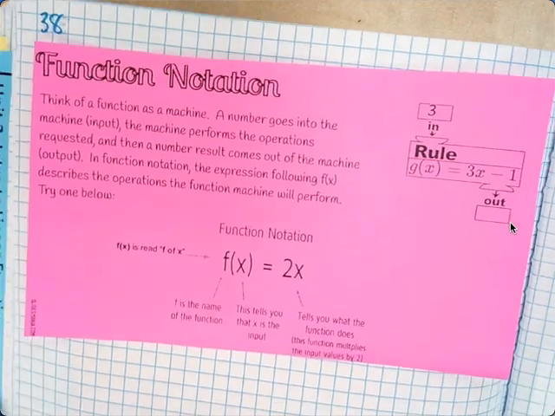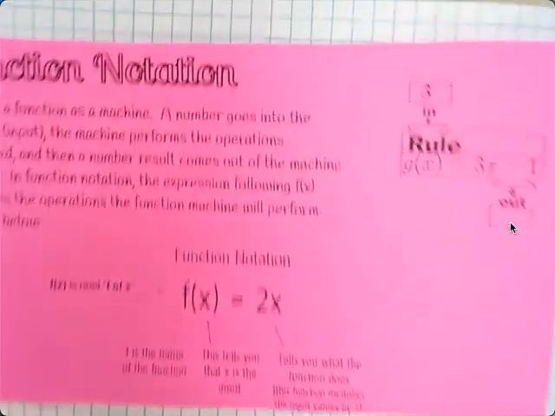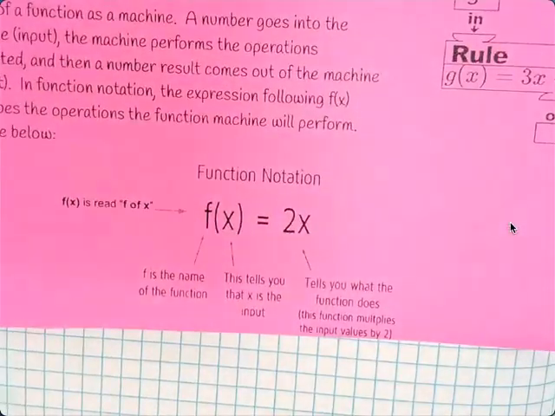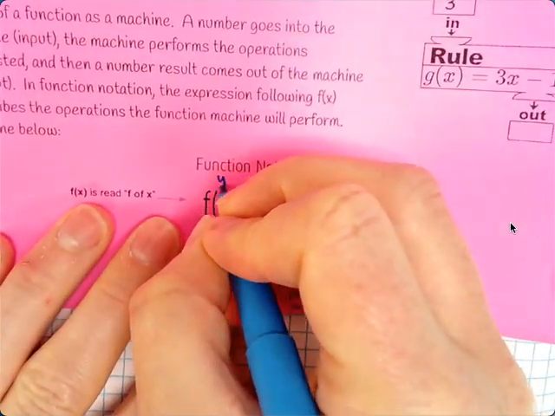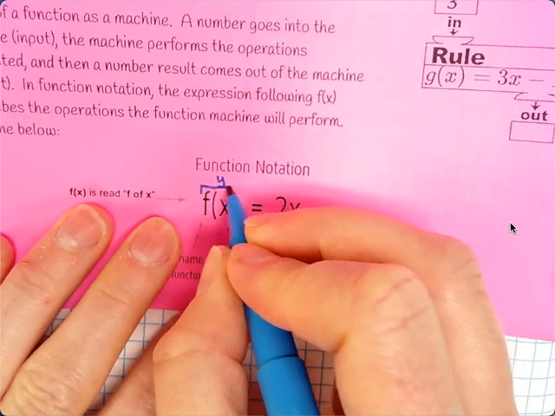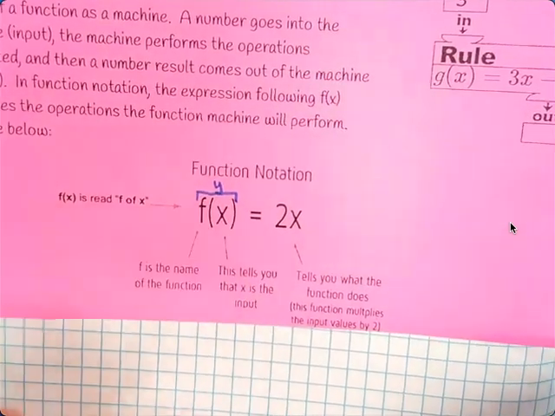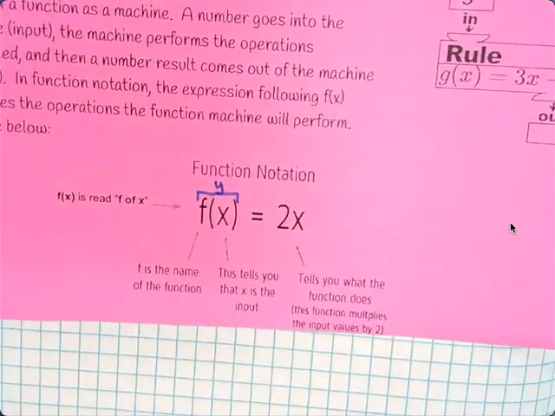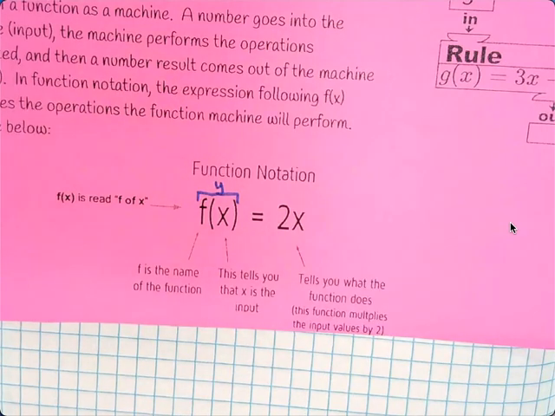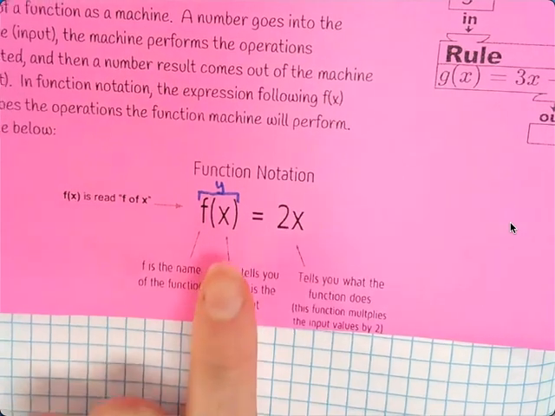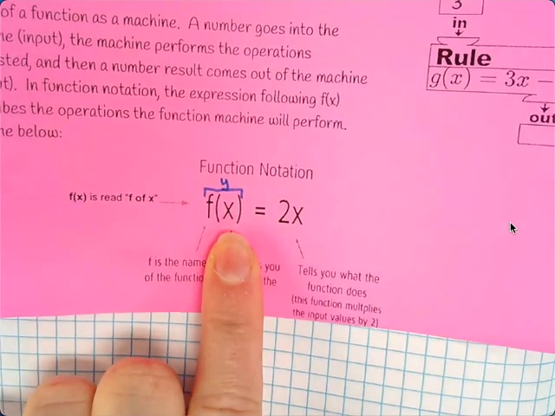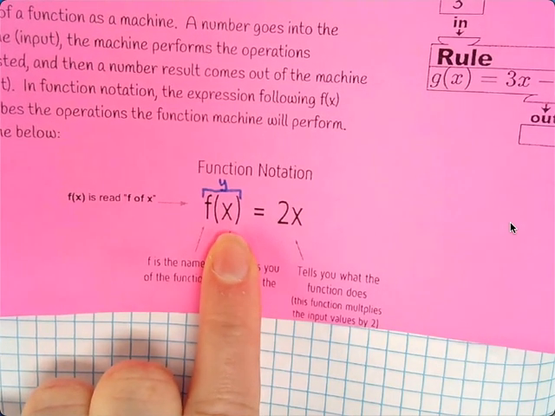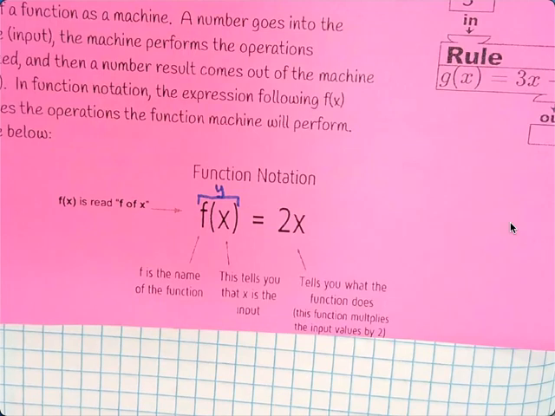Try one below. So this is function notation. F of x is the same thing as saying y. So I'm going to put y right here. F of x could be replaced with y. But the reason we use f of x is so that we can plug in a number for x right here. And so we'll know what operations will be performed on that x.